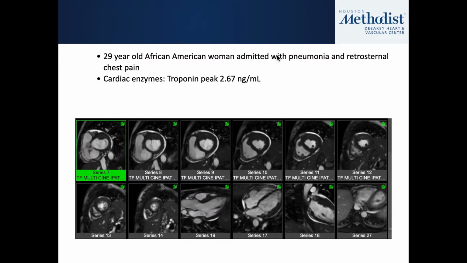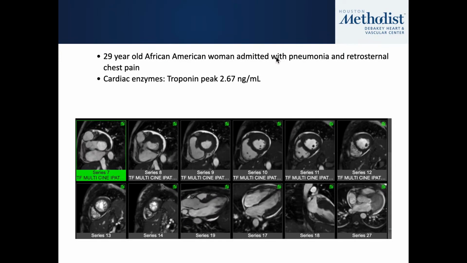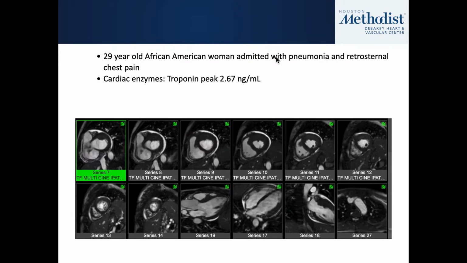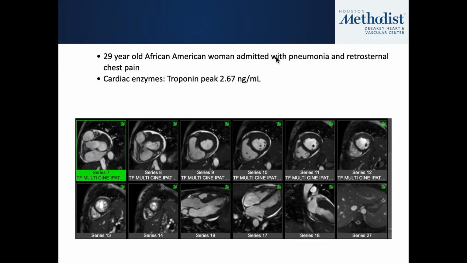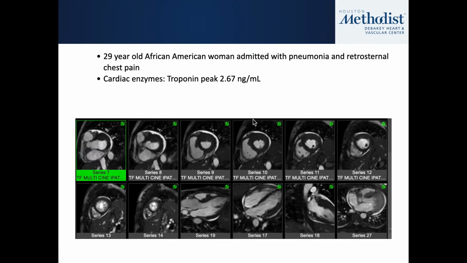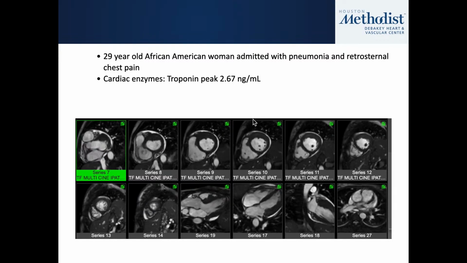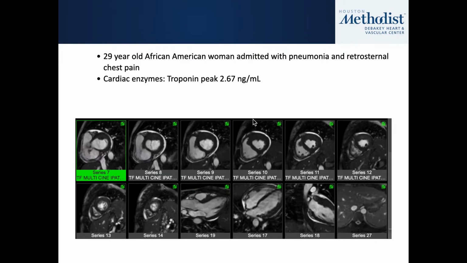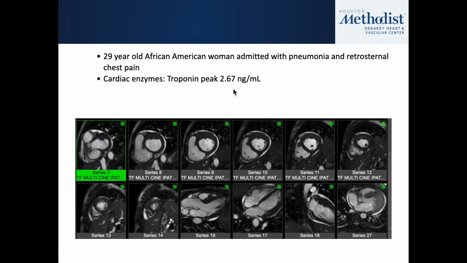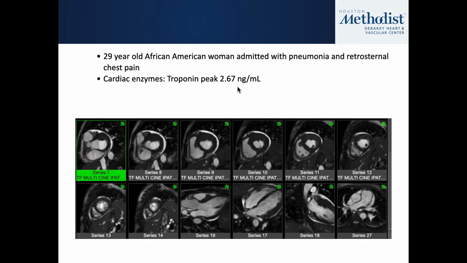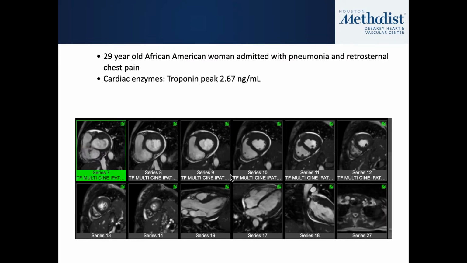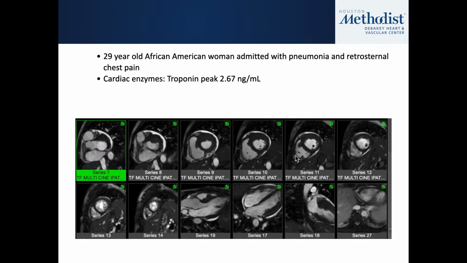Here's another example case, a 29-year-old woman who is African American, who's admitted with a pneumonia and retrosternal chest pain. And I'll tell you that this is a case that's before the era of COVID-19, so that's not in the differential, although today certainly we need to keep that as a possibility as well. She has an elevation in her cardiac enzymes. Troponin peaks at 2.67.